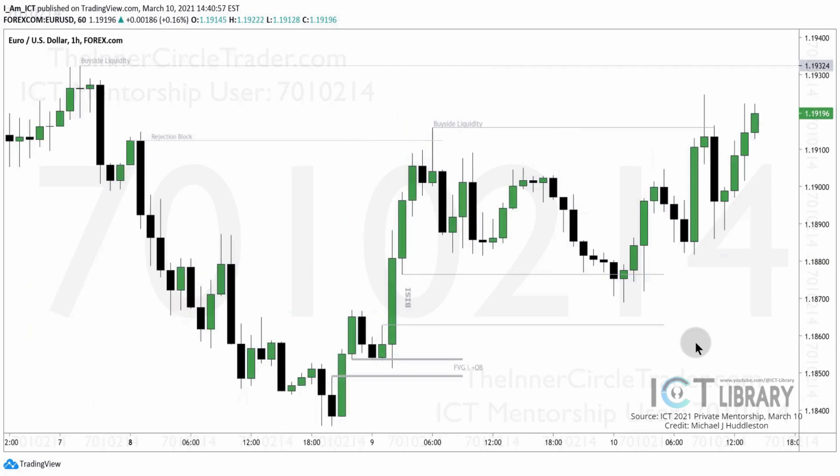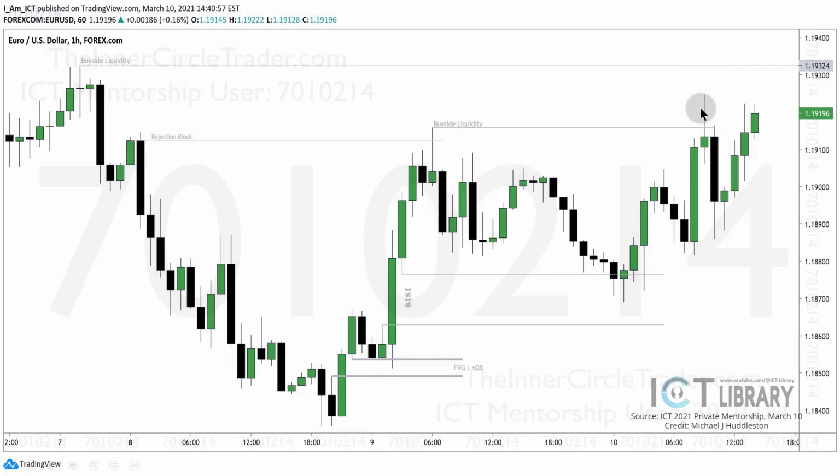EURUSD hourly chart. We ran buy side liquidity here, and we dipped down into the buy side imbalance, sell side inefficiency, consequent encroachment, the midpoint of the gap. The gap is this low to this high, half of that projected in time. Trades there. Rallies. There's an optimal trade entry here too if you want to look at it on a lower time frame. Then rallies up, another optimal trade entry.